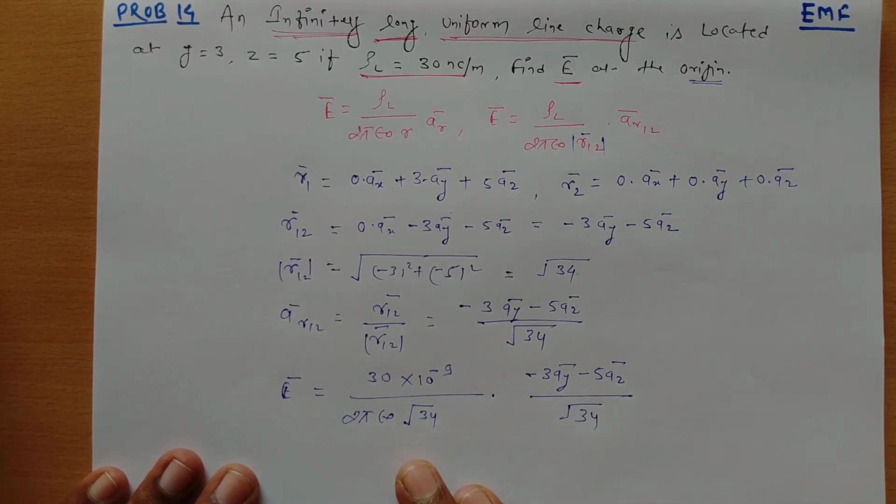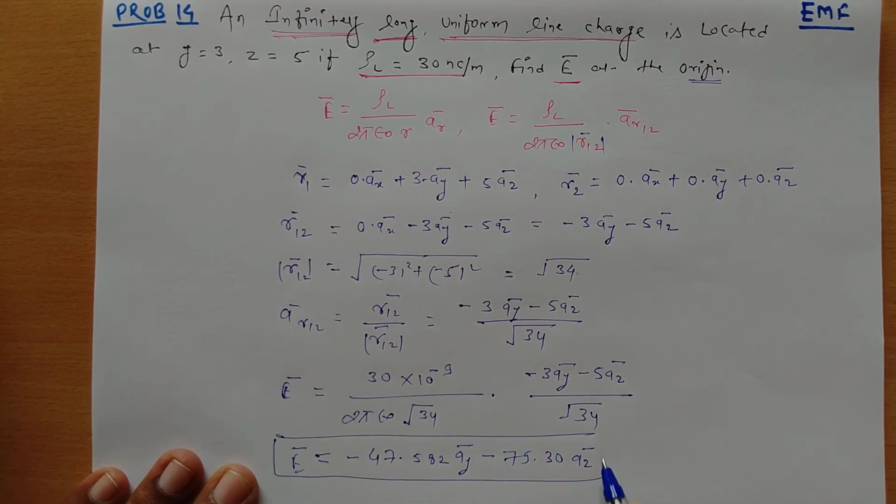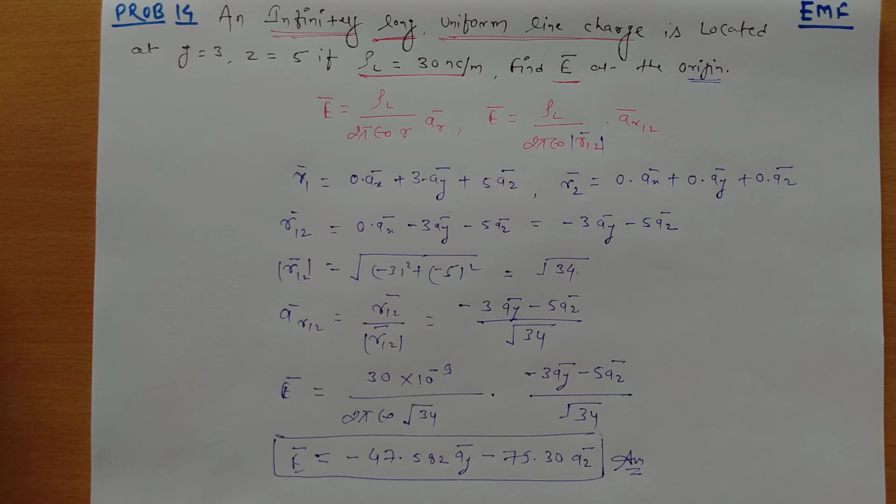When you solve this expression, I am finally writing the answer. You just check the answers. It comes to minus 47.582 ay minus 79.30 az, the electric field. This is our answer for this problem. You just check the calculations. So this is the electric field intensity at the origin due to the infinite line charge distribution. Thank you.